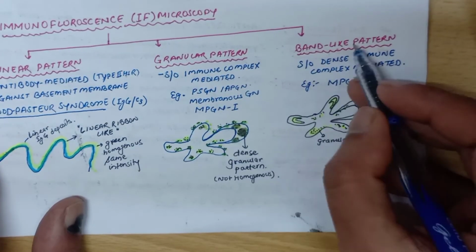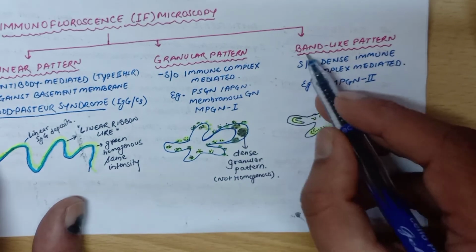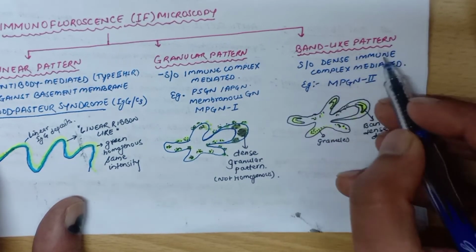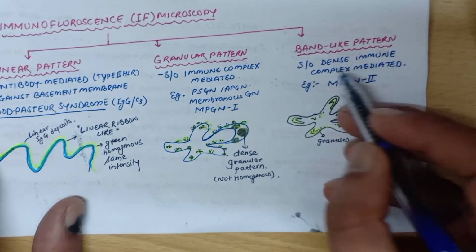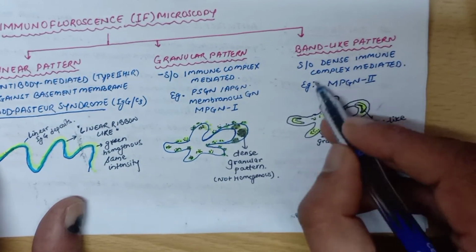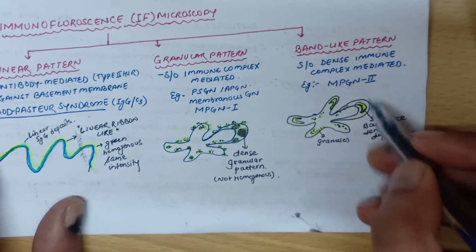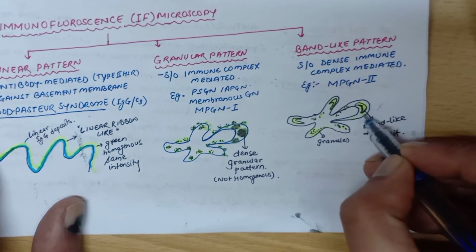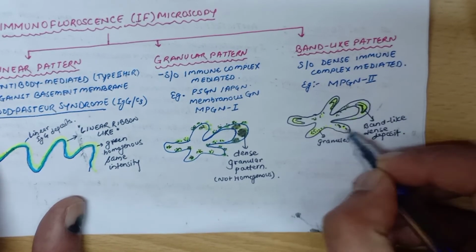Whereas the band-like pattern is suggestive of dense immune complex mediated disease, and it is seen in MPGN type 2, where you will see a band-like dense deposit along with granules.